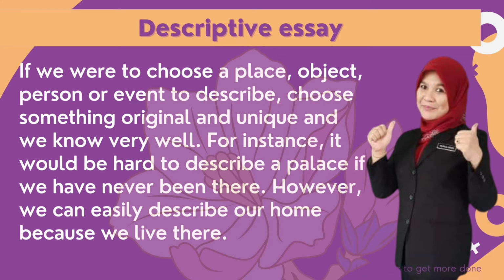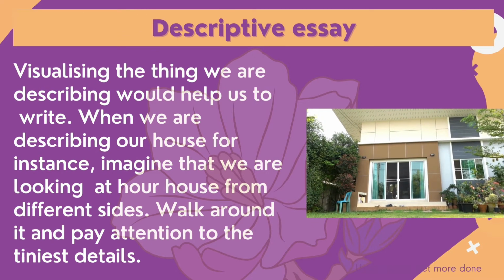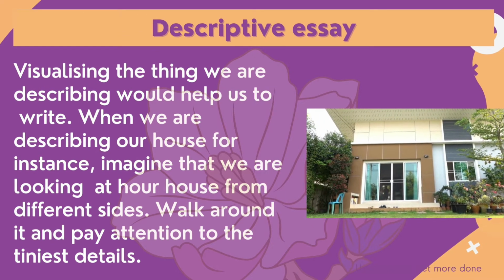If we were to choose a place, object, person, or event to describe, choose something original and unique and we know very well. For instance, it would be hard to describe a palace if we have never been there. However, we can easily describe our home because we live there. Visualizing the thing we are describing would help us to write.